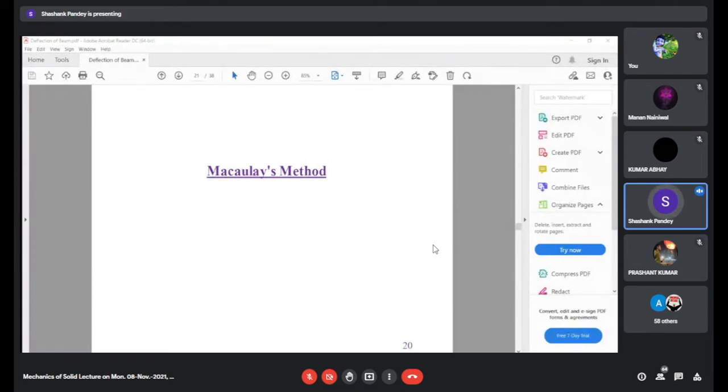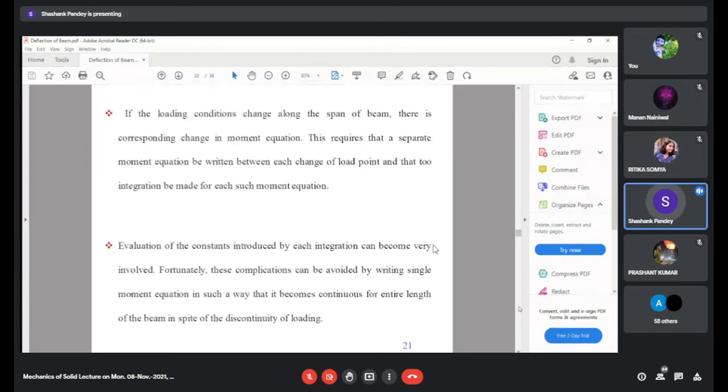Today we will cover these remaining two methods which are given there, the Macaulay method and the strain energy method. So the Macaulay method is nothing but a simple moment equation. That means while studying your shear force and bending moment diagram, you used to write one moment equation for the beam.